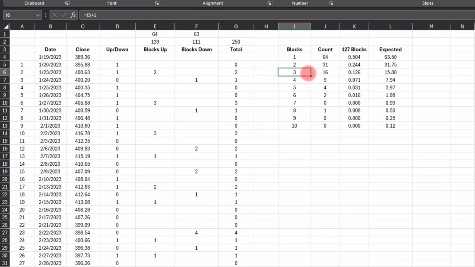How many blocks of 3 did we get? Well, we got 16. You would expect 15.88. Let's call that 16. Or roughly 1/8 of the time, 12.5%. And look at that, 12.6%. Again, half as much as the previous row. And this just continues all the way down the line.